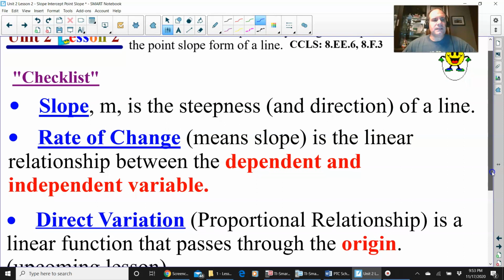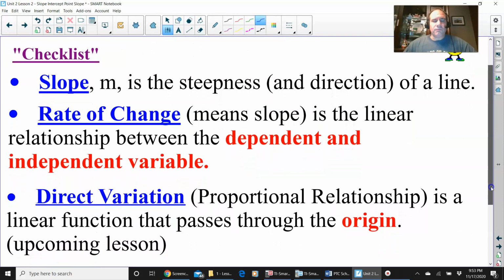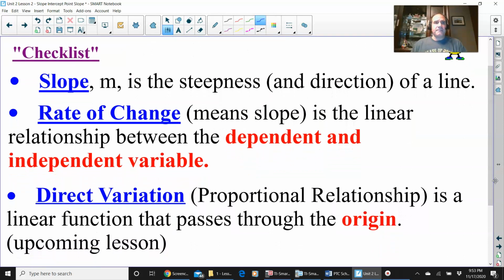So here's the checklist. Slope, you know that slope is m, and it's the steepness and direction of a line. Rate of change means slope. It means the same thing. So if you hear rate of change, it is the linear relationship between the dependent and independent variables. It is the same thing as slope.